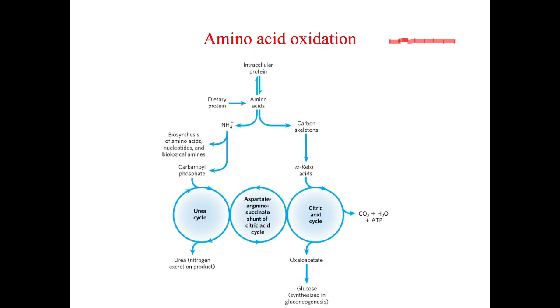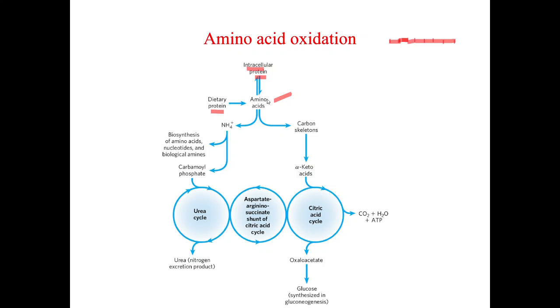And now we have amino acid oxidation. Sometimes we want energy from amino acids. So how do we get energy from amino acids? We have intracellular protein, and we can degrade it and dissociate it into individual amino acids. From dietary protein also we can get amino acids.